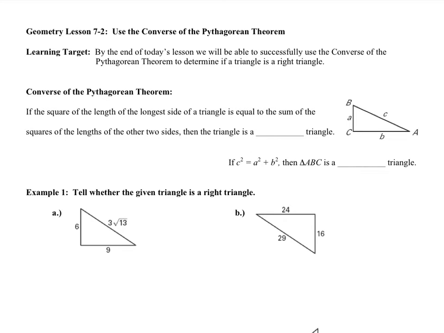The converse of the Pythagorean theorem states that if the square of the length of the longest side of a triangle, so referring to the hypotenuse again, is equal to the sum of the squares of the lengths of the other two sides, so the other two sides would be a and b. So this entire first part of the sentence just means c squared equals a squared plus b squared. Then the triangle is a right triangle.